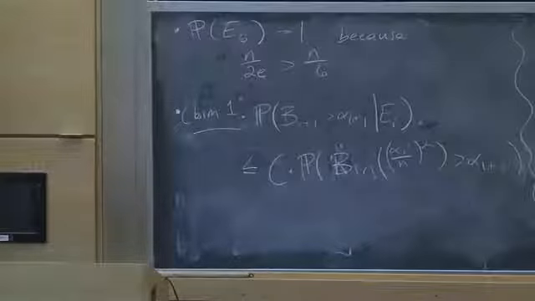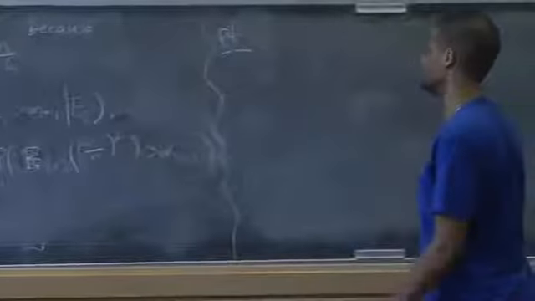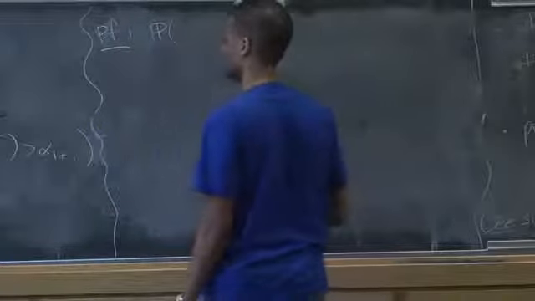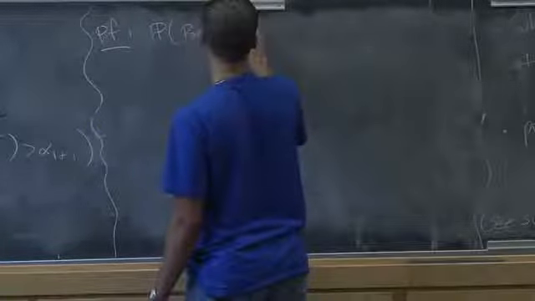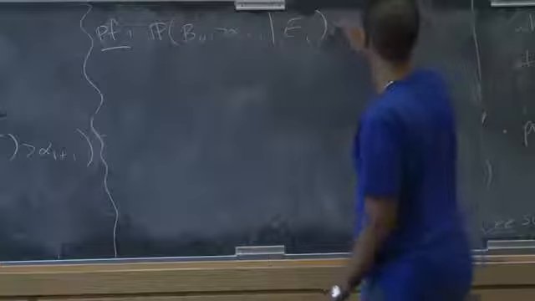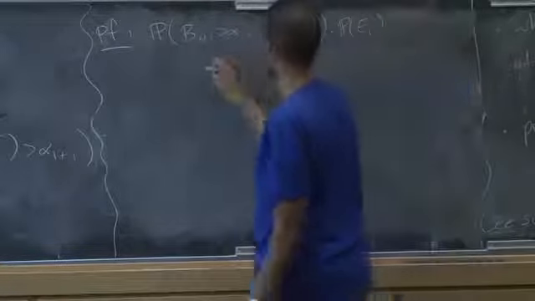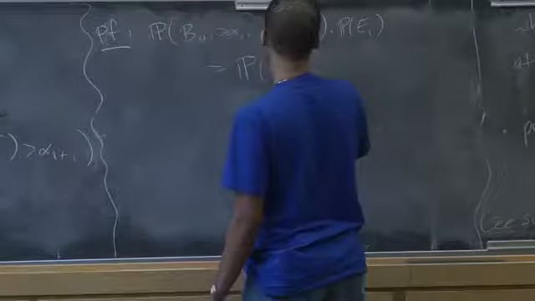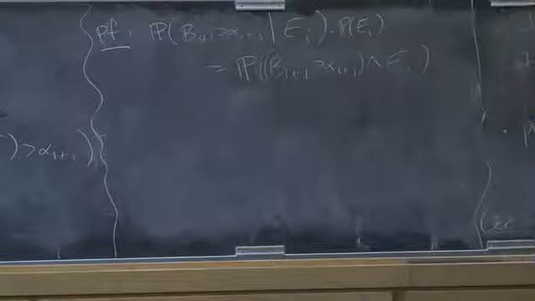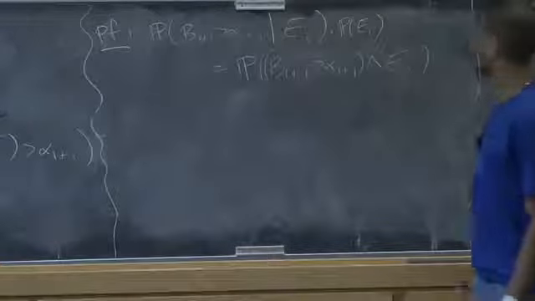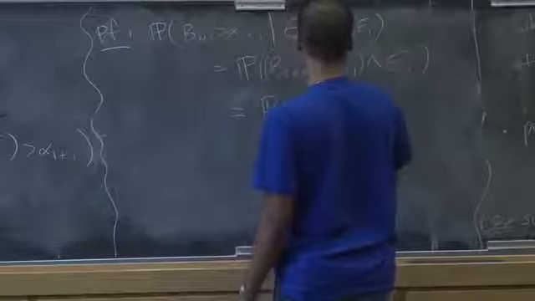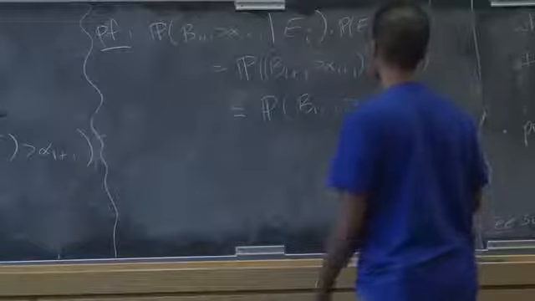What's the proof of that? So we know that the probability that b_(i+1) is greater than alpha_(i+1) given E_i, now we're going to use Bayes' rule, times the probability of E_i, is equal to the probability of b_(i+1) bigger than alpha_(i+1) and E_i, which is at most the probability that b_(i+1) is greater than alpha_(i+1). Sorry, let me write this again.